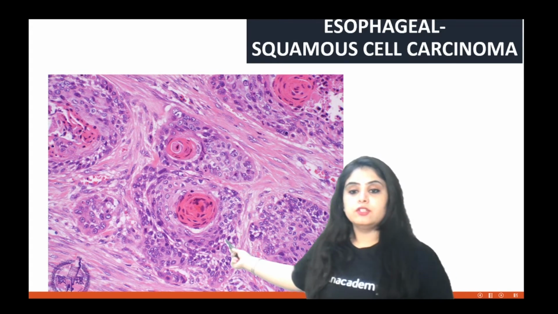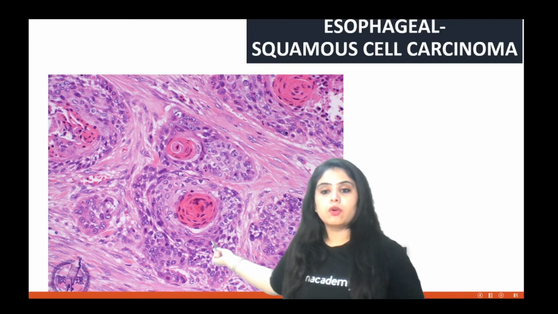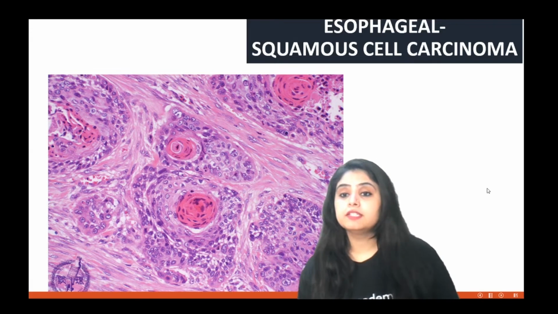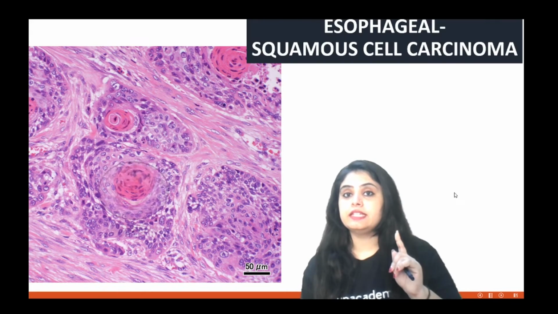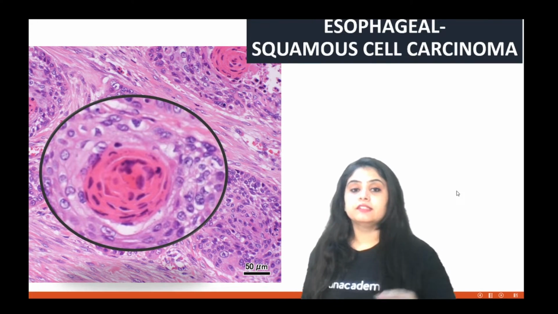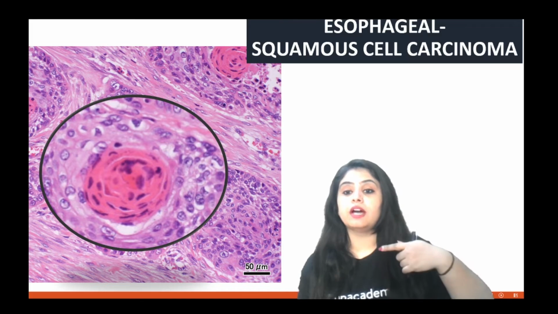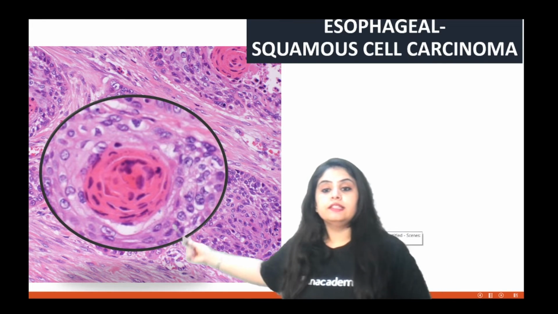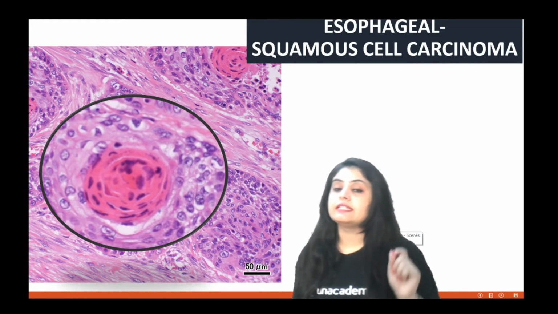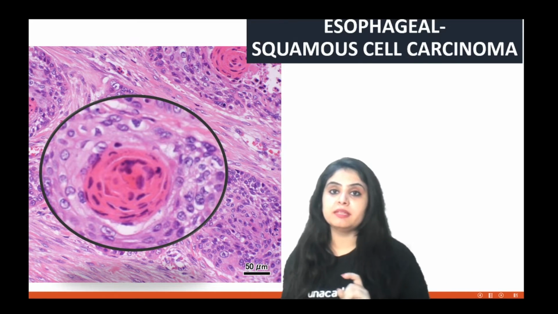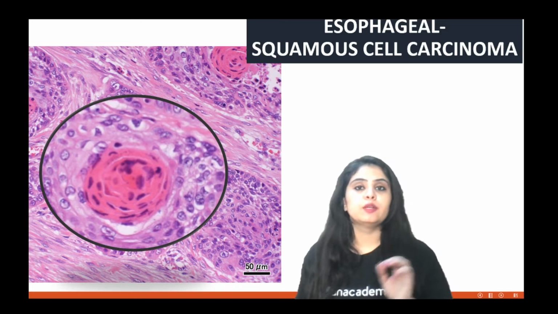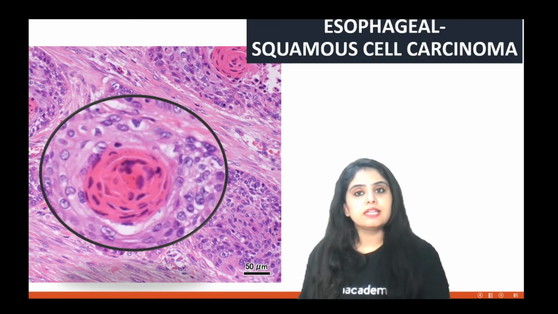And this keratin, do you notice it has this round and round configuration? Let me show you in a higher magnification. Do you notice this keratin in the center has this particular configuration? It is round and round. What do you call this? This is known as keratin pearls, and that is how you pick up a squamous cell carcinoma. You will be able to appreciate keratin pearls. Now that is one cancer.